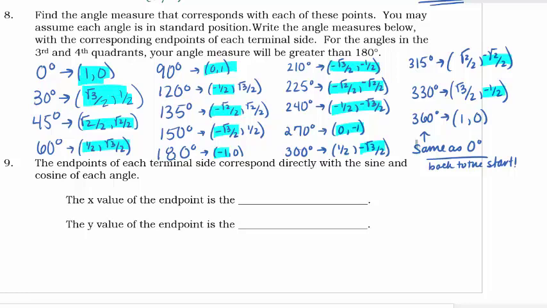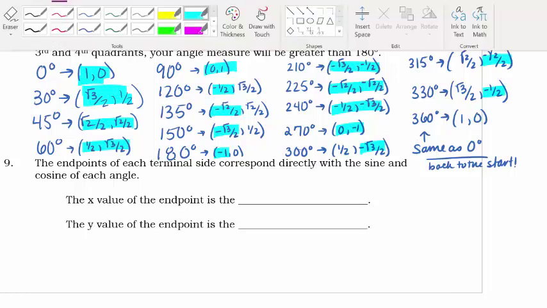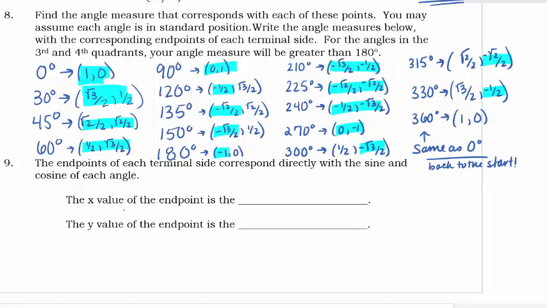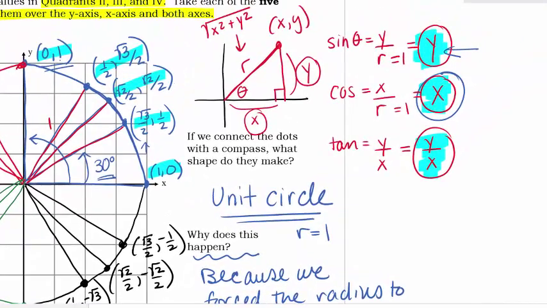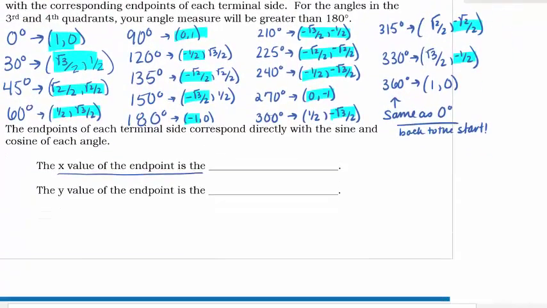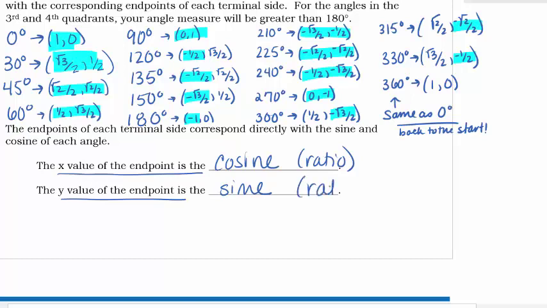It looks all right. And now we've already analyzed that, going back to this triangle up here, we said the x value is the cosine. The y value is the sine. All right, so that's what we're writing here. The x value of the endpoint is the cosine. And remember, this is a ratio. And the y value of the endpoint is the sine. And remember, this is a ratio.